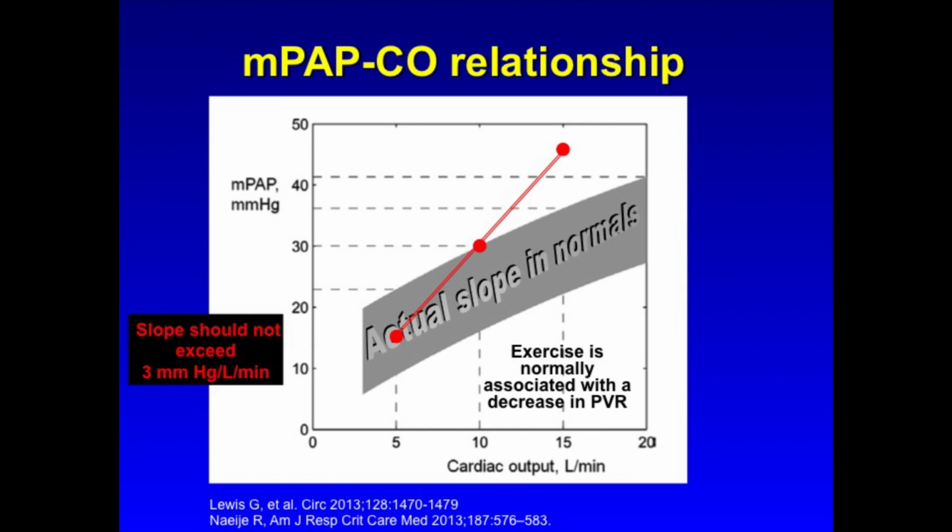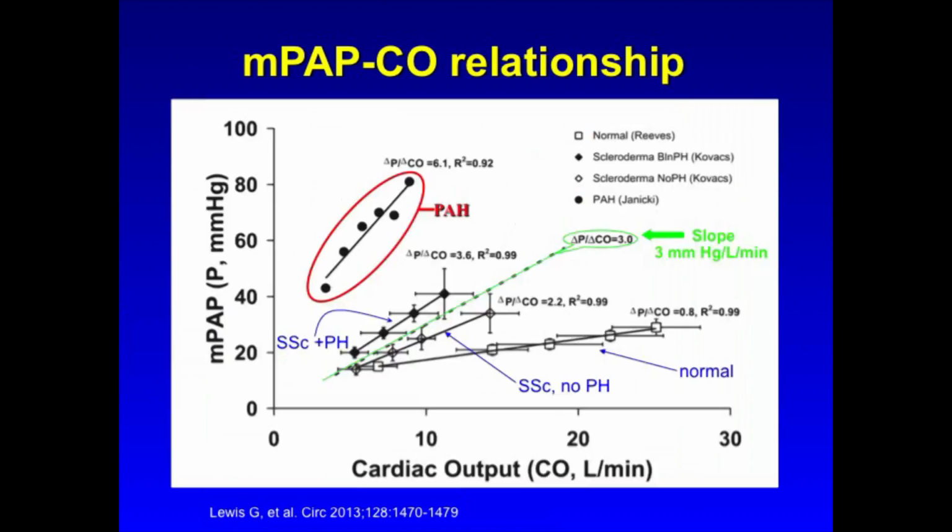And this is the actual slope you would get if you were to measure predefined normal patients. They actually have even less than 3, especially as you get to higher cardiac outputs. And this is, again, why you typically see PVR drop a little bit during exercise. It doesn't rise. PA pressure can rise in both instances, in disease and in normal. But exercise is normally associated with a decrease in PVR overall.